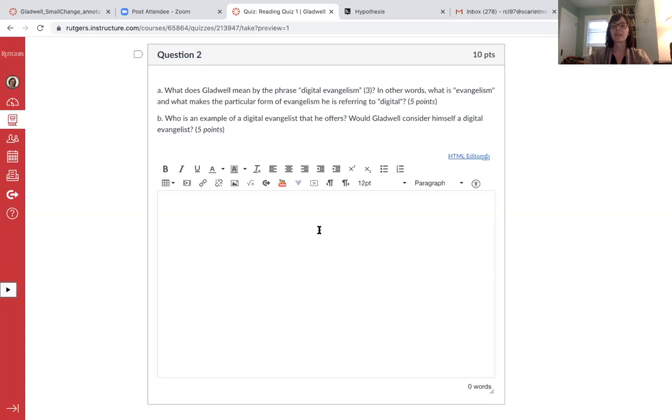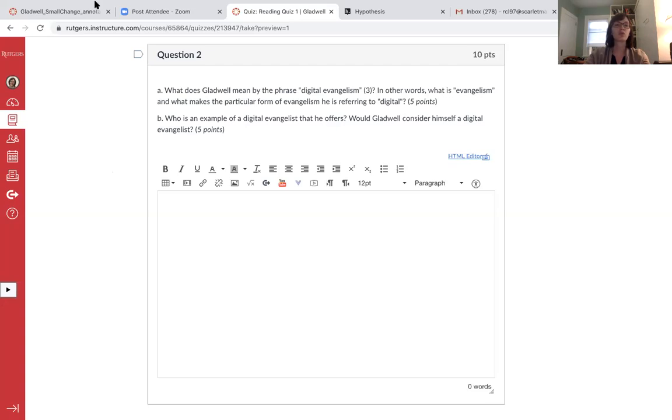And would Gladwell consider himself a digital evangelist? Okay, so here we're going to pause. This is your first opportunity to earn some extra points for the quiz. First, I'd like you to give me an example of a digital evangelist, or actually 3 examples of a digital evangelist, okay? And to help you do that, we're going to pause.